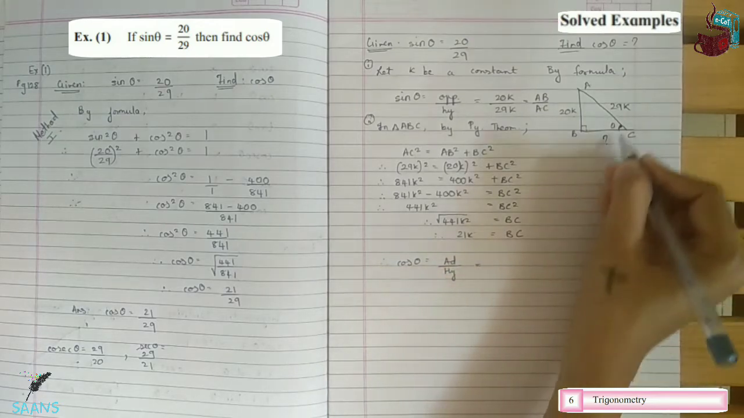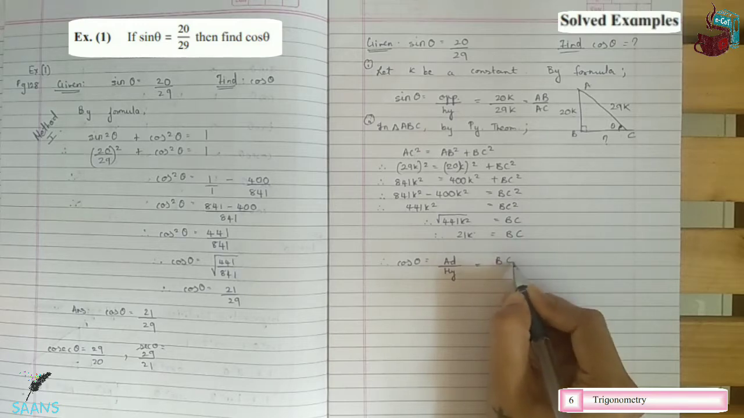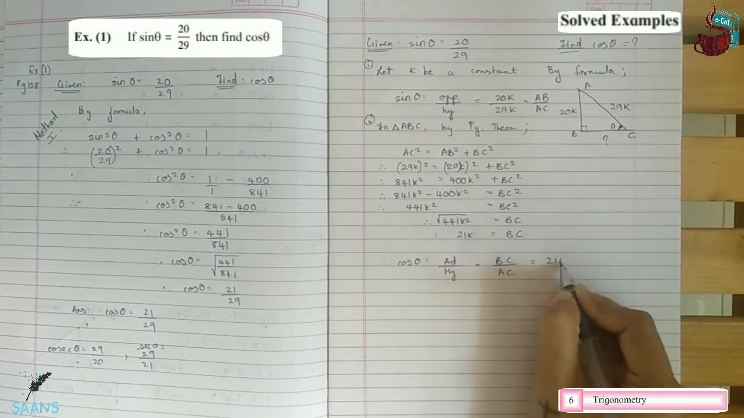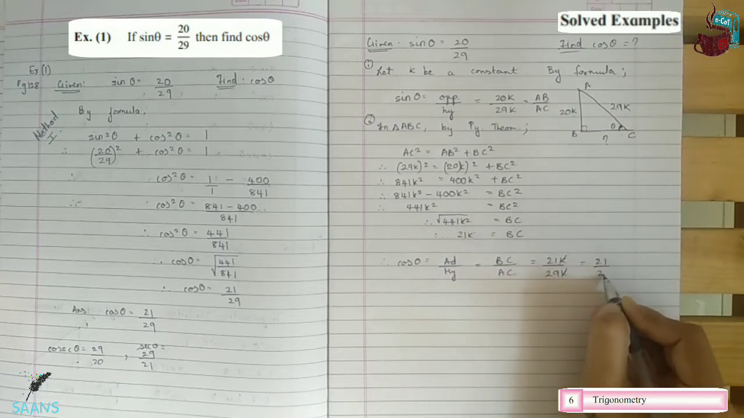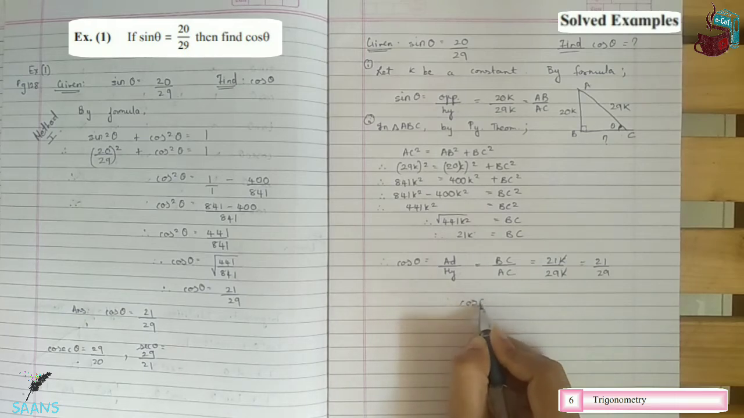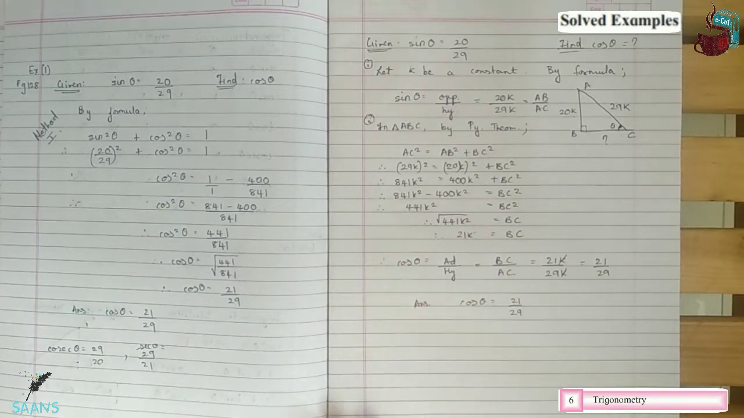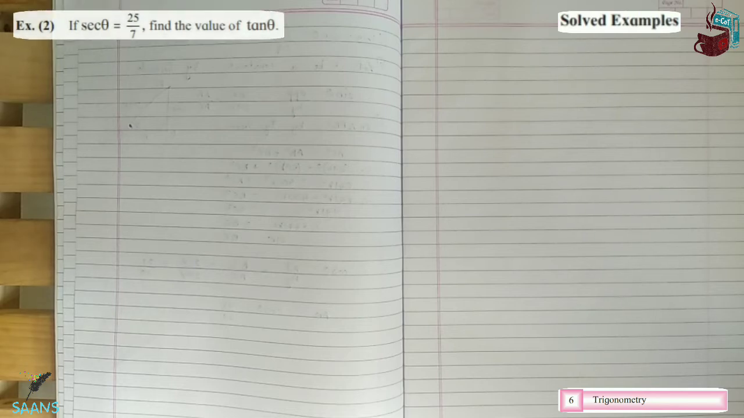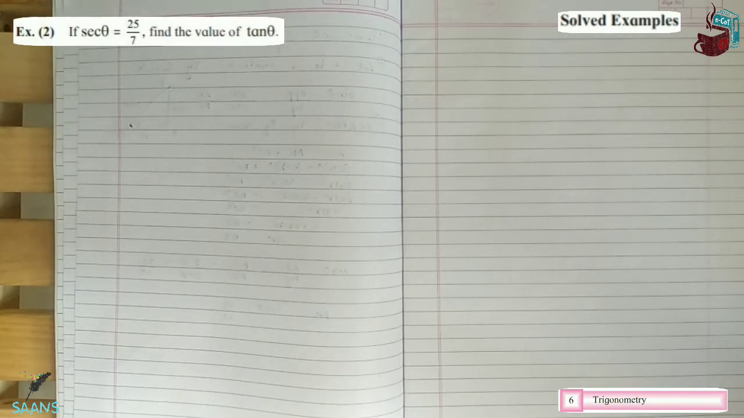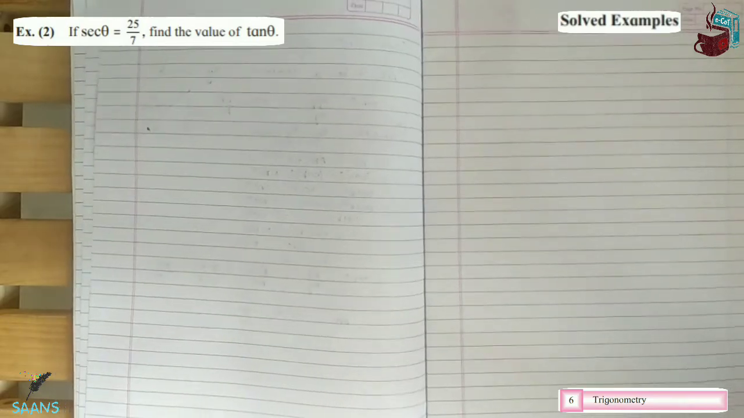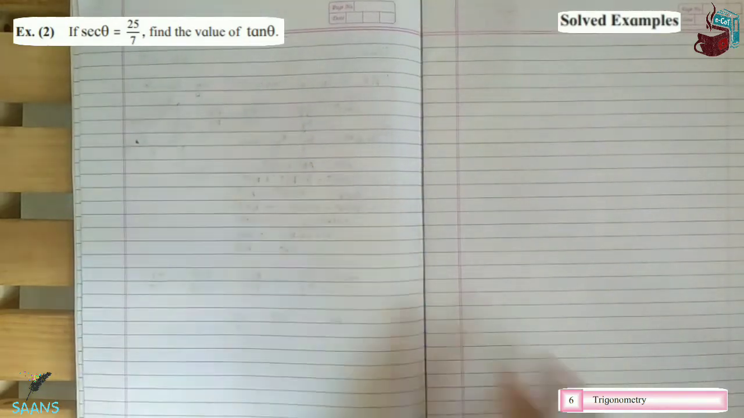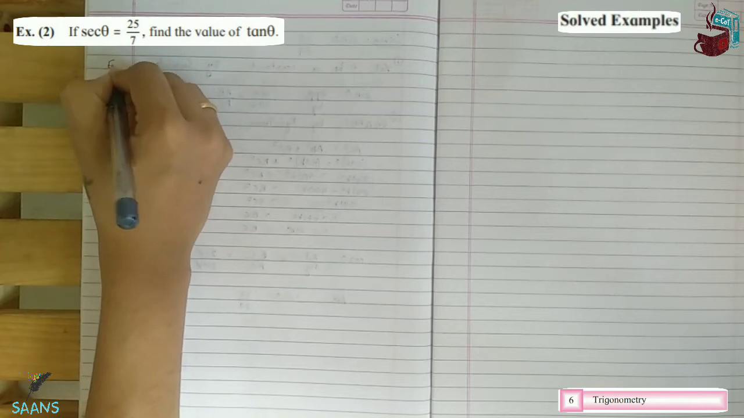Write the formula: adjacent is BC upon AC. BC we found out to be 21k. AC is nothing but 29k. K and k get cancelled. 21 upon 29. Therefore, cos theta is equal to 21 upon 29. That is your answer. Again, you can practice for the remaining trigonometric ratios. Now, let's do example 2. If sec theta is given directly.